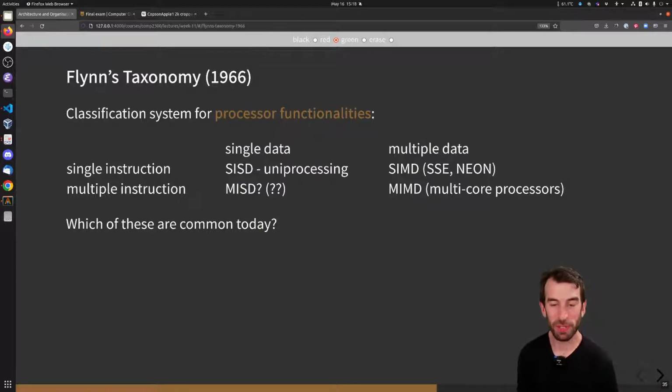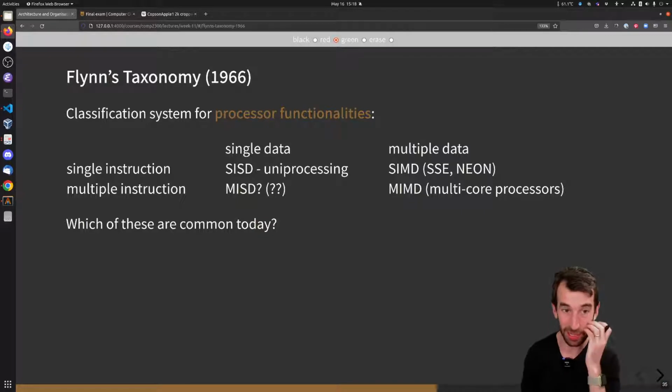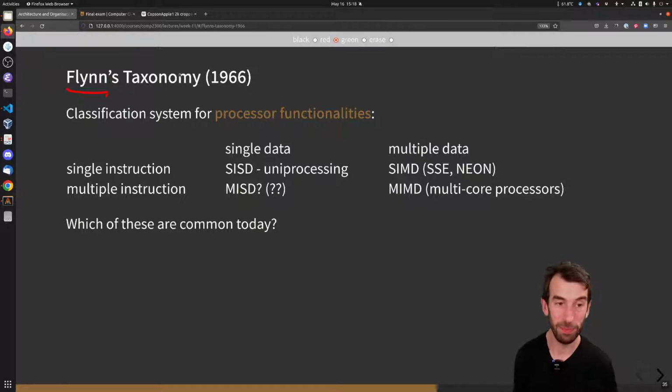So I've told you a lot of data, and maybe you're wondering, is there some way to integrate this all into one framework? And there is. This guy, Mr. Flynn, Flynn came up with a taxonomy, which is a framework for naming things. That's what a taxonomy is. It's to do with names. Flynn's taxonomy from the 60s, still relevant today, invented in the 60s, to classify the functionalities of a processor.